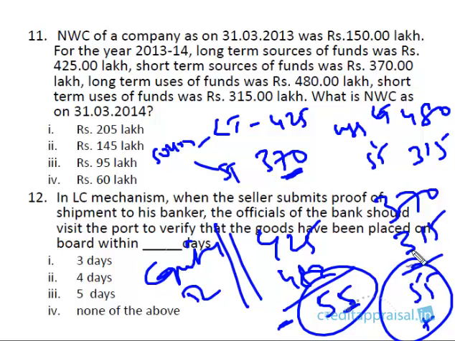What is this 370 short-term sources? It could be CC, it could be creditors. Whereas the short-term uses was only 315: the increase in inventory, increase in debtors. So whereas the company was able to raise 370 lakhs from the banks and creditors, it could spend only 315. The requirement was only 315. So it has surplus short-term funds of 55 lakhs. That got diverted to long-term uses.